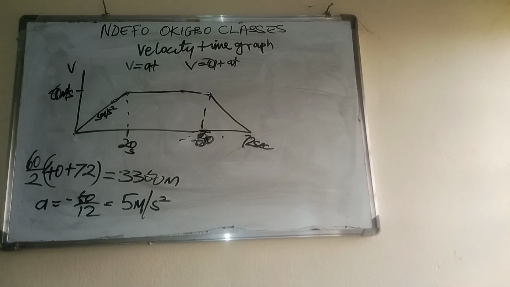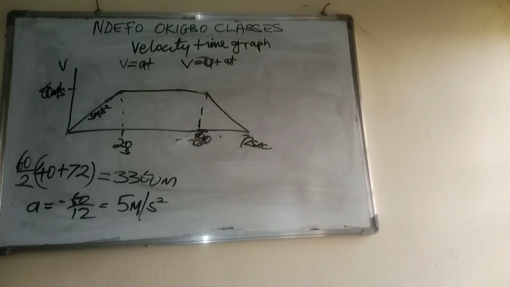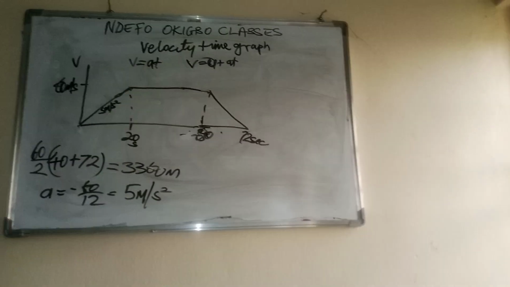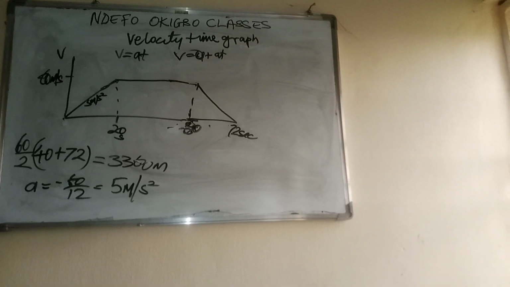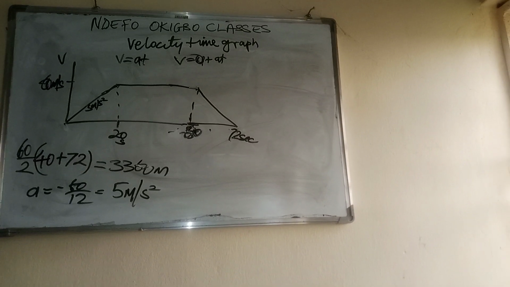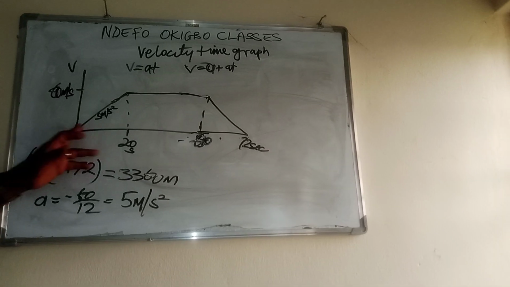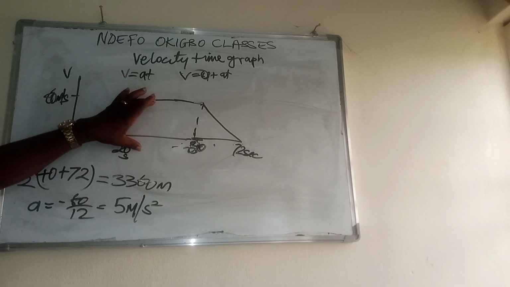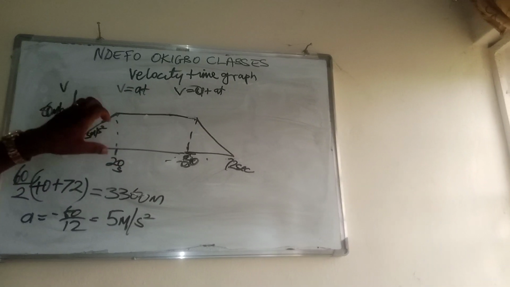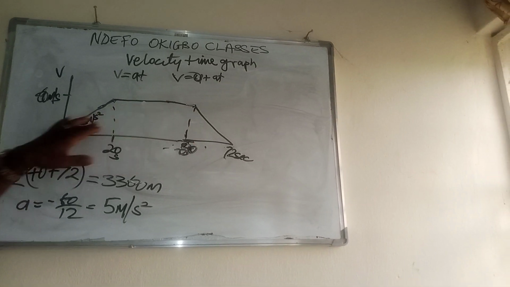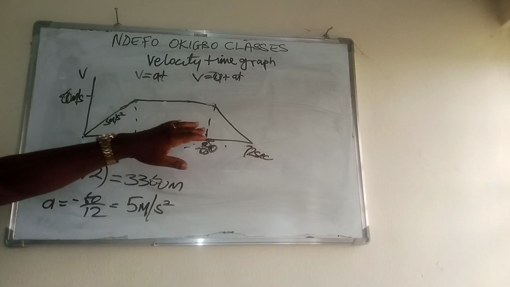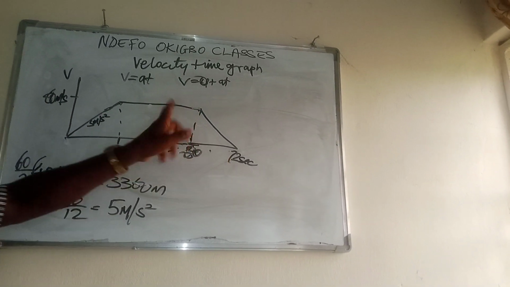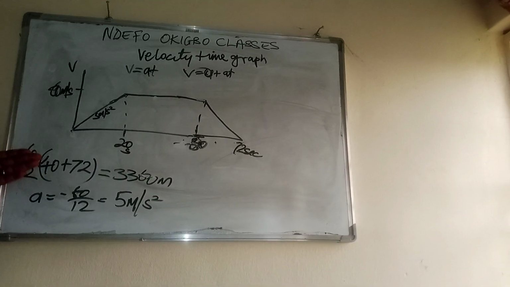It came to rest with a uniform retardation after 12 seconds. Sketch a velocity time graph of the motion. That's what we sketched. From the graph, calculate the distance traveled by the car, which is the area of this trapezium, and the deceleration, which is this divided by the time. And that's what is on the board.